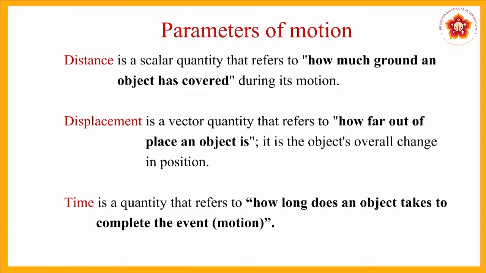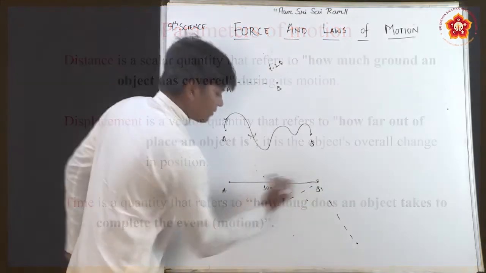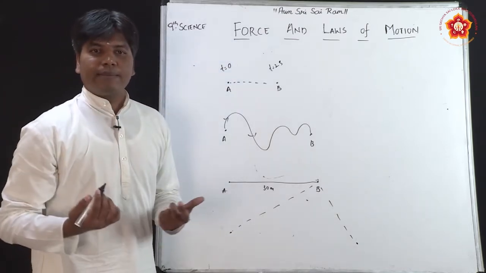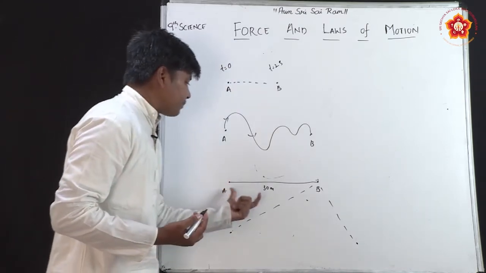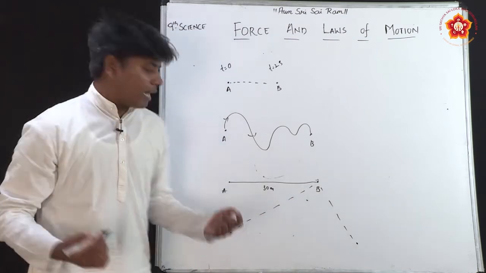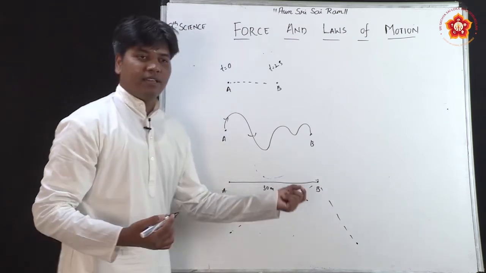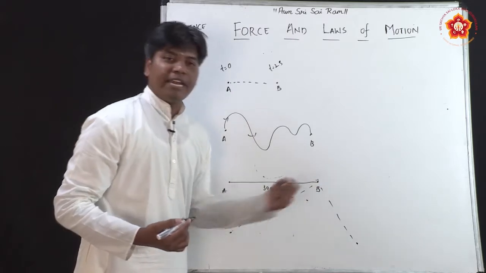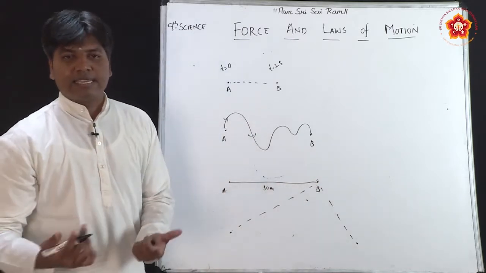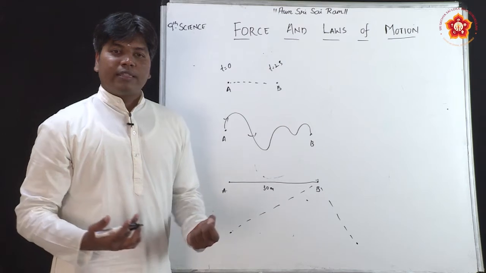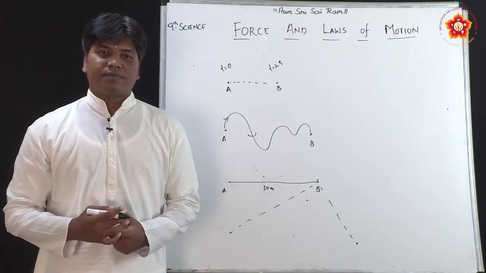Time. So having known the distance and displacement, the obvious question is, how long does an object take to complete an event? In our case, it is motion, right? To go from here to here, you need a certain amount of time. You can't go instantaneously from A to B. You need some time to go from A to B, for example, say 3 seconds, 4 seconds. So that also decides your motion.